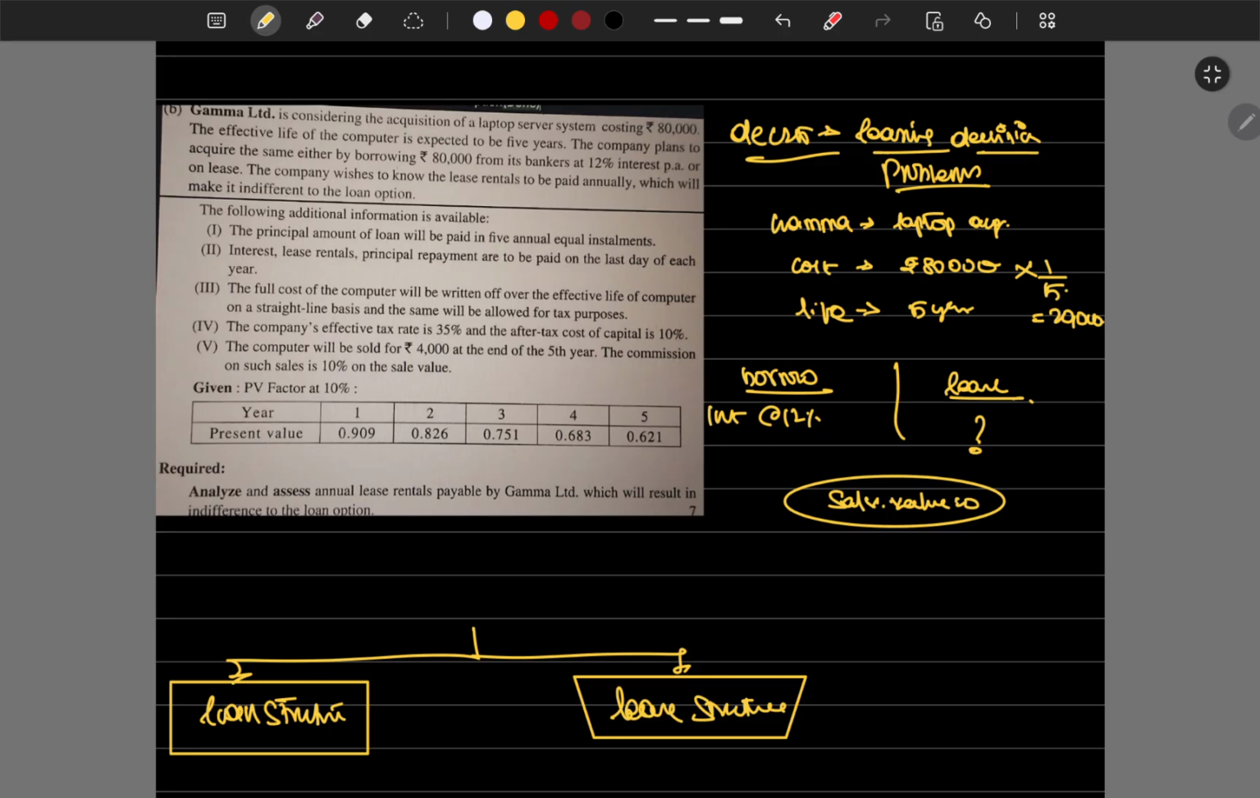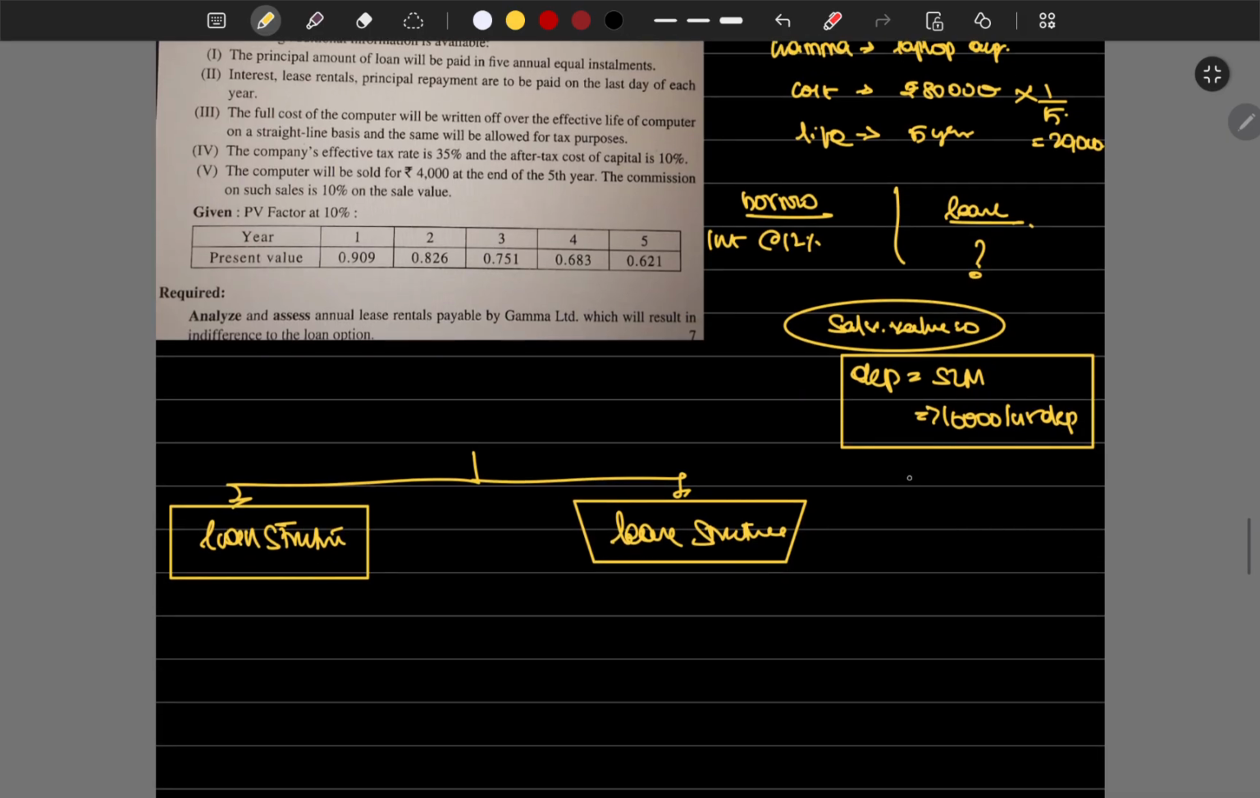Okay, and same will be allowed for tax purposes. Depreciation is by SLM method. So 80,000 divided by 5, which is 16,000 per year is the depreciation. Then the computer will be sold for 4,000 at the year end.